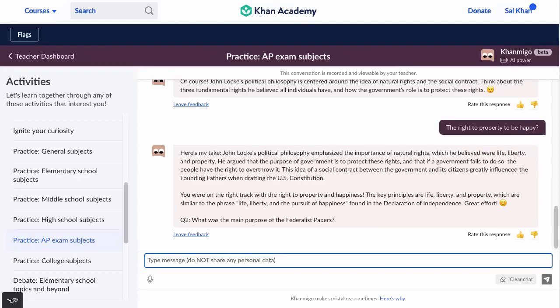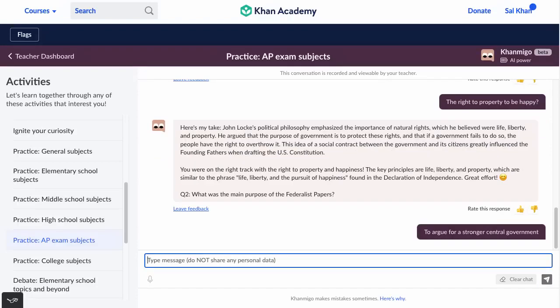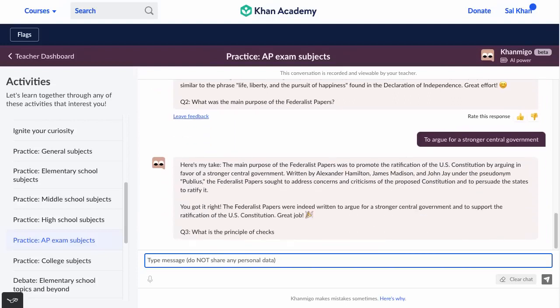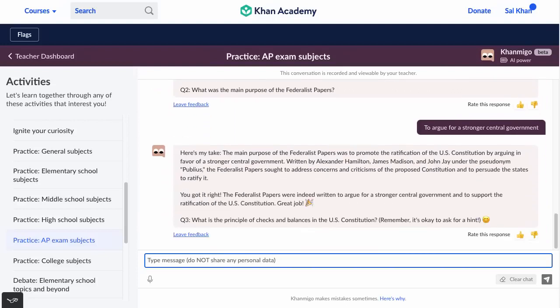And you could keep going. What is the main purpose of the Federalists? To argue for a stronger central government than what was in the Articles. Well, I'll just write it that way. You got it right. The Federalist Papers were indeed written to argue for a stronger central government. So you can quiz yourself as much as you want on any of these topics.